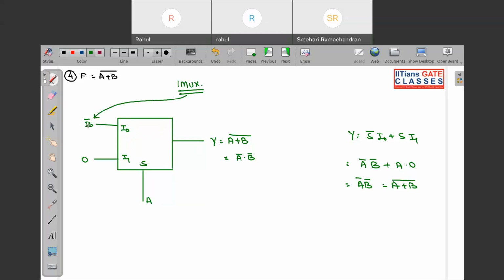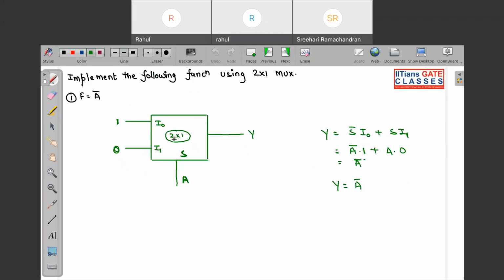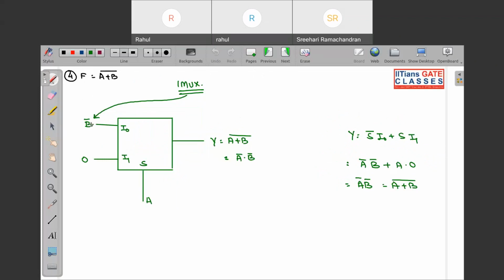Why? Because here we always have normal output, normal variables. We never have complemented variables. For making a complemented variable, we require one inverter. And we have just now seen how to make an inverter using a 2 cross 1 mux. So before this, we had B, and we converted it to B complement with the help of an inverter. So this function is implemented using one inverter, or using two 2 cross 1 mux. It cannot be implemented using a single 2 cross 1 mux. Okay, so this is very important.